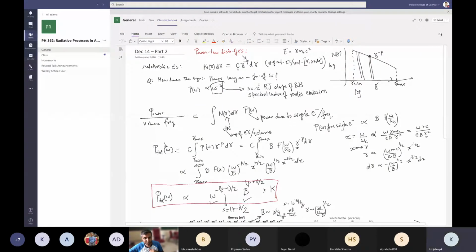Yes. Sir, you said E of omega will have peaks at integral values of omega b. But isn't it a continuum? It actually is. These peaks are so closely spaced that you can think of it as a continuum.